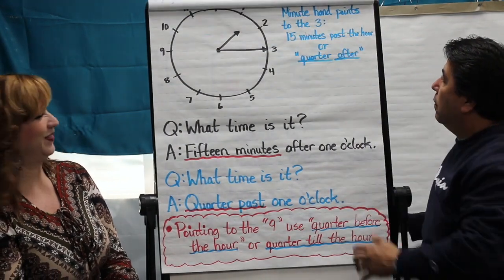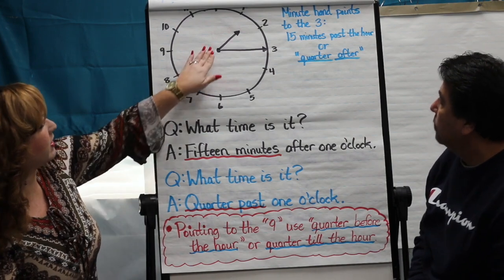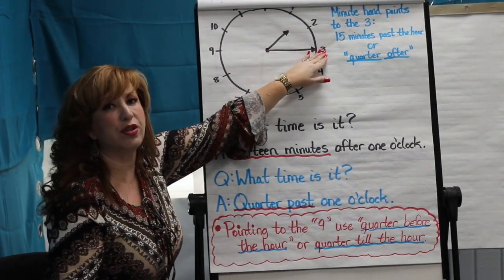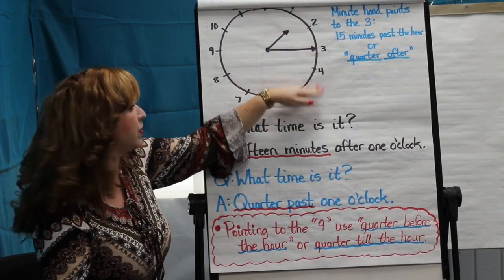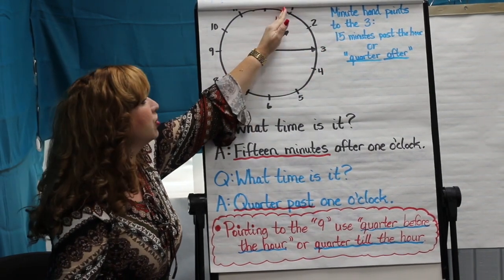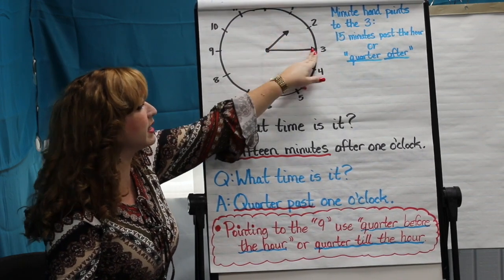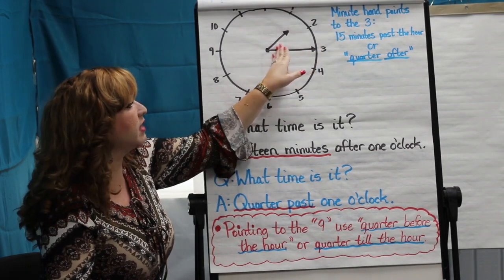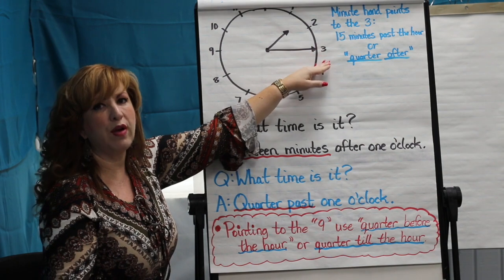And there it is. Okay. So here, you could see that now my minute hand is actually pointing to the 3. But the minute hand doesn't point to the hour numbers. In every clock, it actually has 5 minutes, 5 minutes, 5 minutes. So it is actually pointing to 15 minutes. So we could say 15 past the hour or a quarter after.